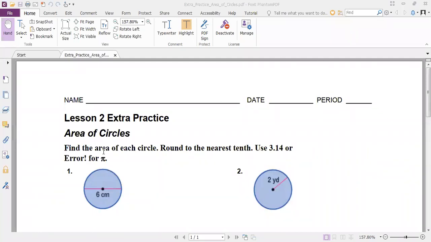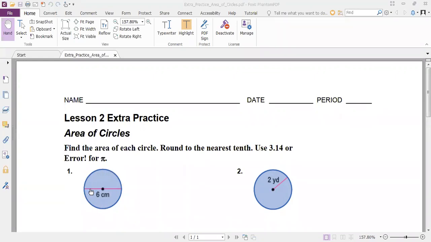Yes. Okay, so the lesson is called area of the circle. It means if I divide the circle into small squares, each one equal to 1 unit of length, how many squares do we have inside the circle?